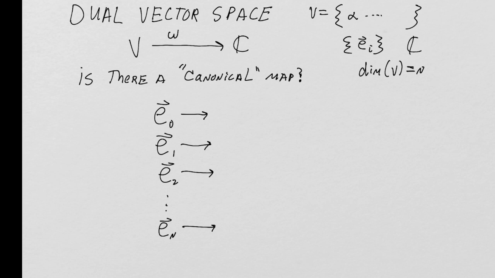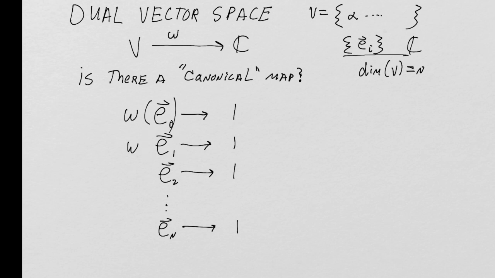Well, you might say, yeah, there's a map that jumps out. The map where all of these guys are mapped to the number 1, right? These are the basis vectors, after all. So if I created a map omega, I could map e sub 0 to the number 1. I could map e sub 1 to the number 1. I can map them all to the number 1. That jumps out at me.